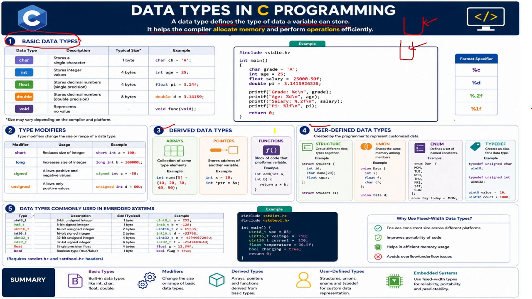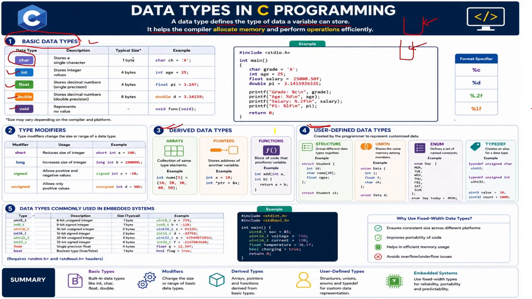It helps the compiler to allocate memory and perform operations efficiently. So you can understand through these simple definitions. Let's see the different types of data types. First is the basic data type, another is the derived data type, and the user defined data type. Let's see what the basic data types are. In basic data types we will study the character data type, integer data type, float, double, and void data type.